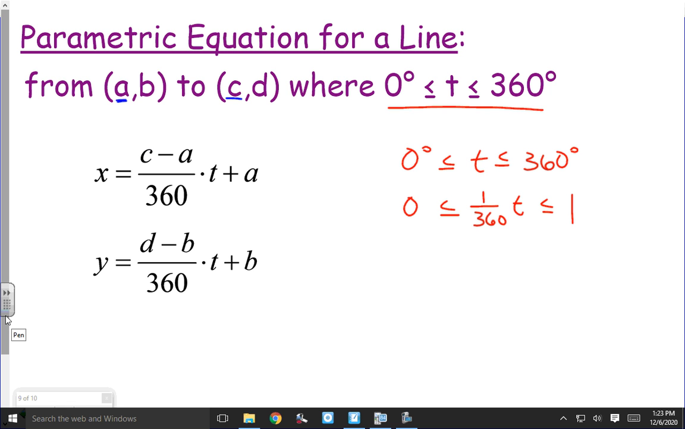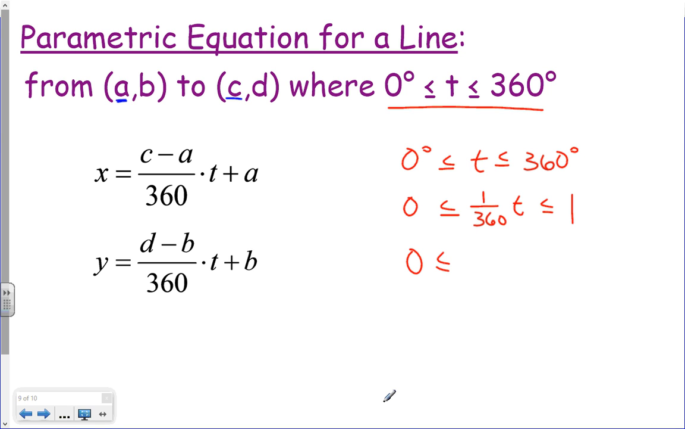All right, now let's multiply by the difference in those x values. So we're going from x equals a to x equals c. So take c minus a and multiply that through. Of course 0 times anything is still 0. When I multiply by c minus a, this constant out front, I'll put that in the numerator, c minus a over 360 times your t. And then when I multiply 1 times c minus a, I of course get c minus a. So we've multiplied each of the terms in there by c minus a.